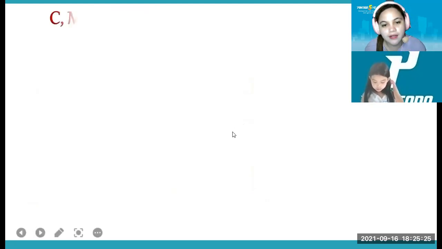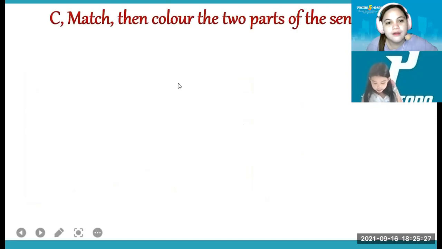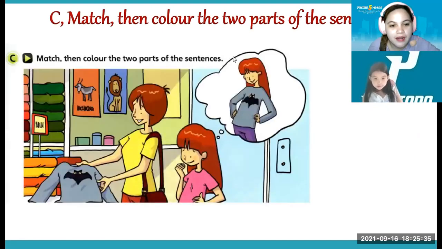Okay, next one. So now let's answer letter C. Match and then color the two parts of the sentences. So look at the picture. Where are these people?